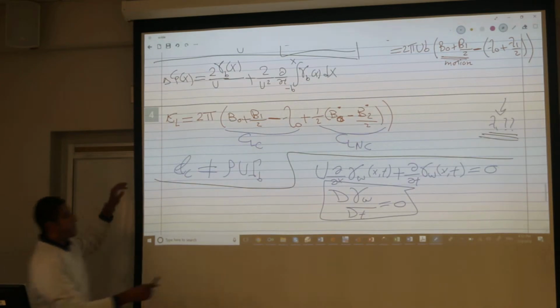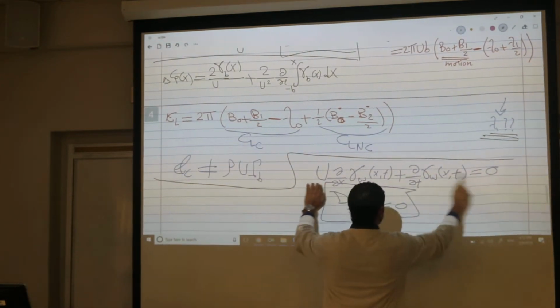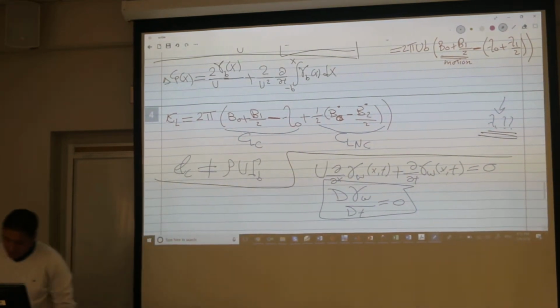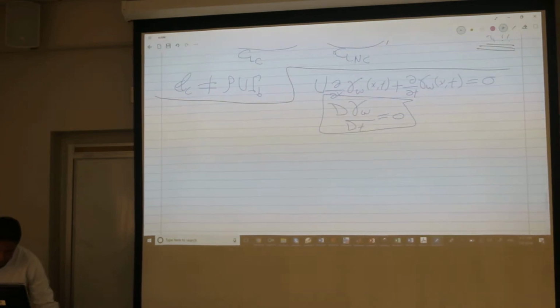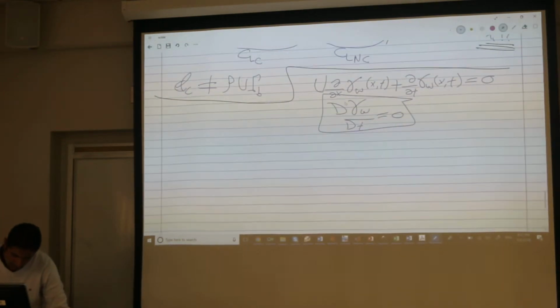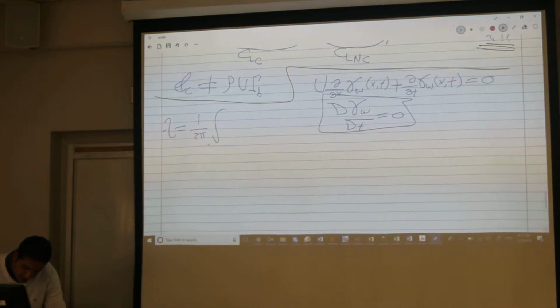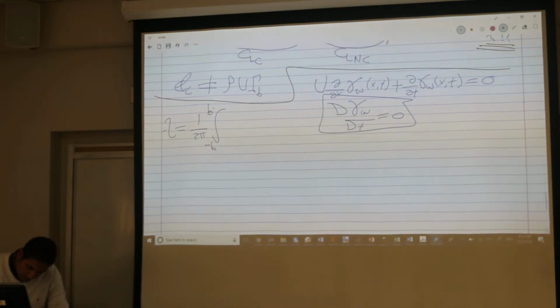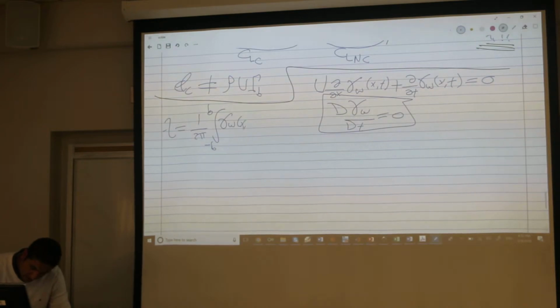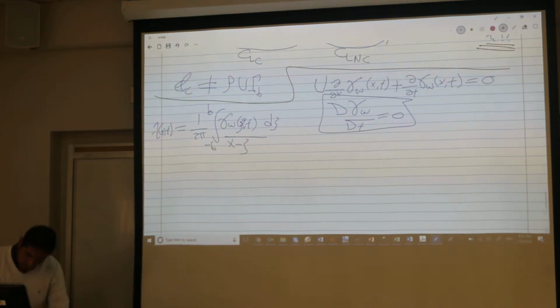So anyway, from this equation and the definition of lambda, here is the definition of lambda. What's the definition of lambda? It's 1 over 2 pi, it's the downwash due to this gamma wake, d zeta over x minus zeta. So this is at x and t, lambda of x and t. Okay?